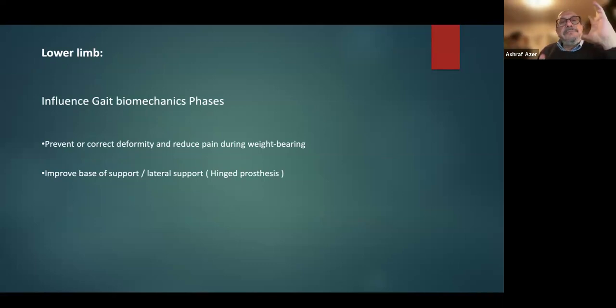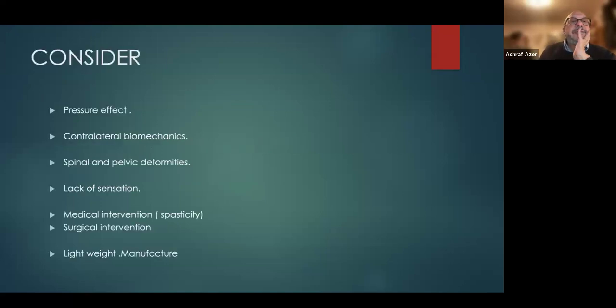Mainly in the lower limb; the upper limb is also very hard to get something for. Prevent or correct deformity or reduce the pain during weight bearing, or actually in swing phase as well, and improve the base of support and the lateral support in the hinge process. Consider what? If you have an insensate, ulcerative, painful skin problem, we do not put it in carbon fiber immediately, it's not going to be a great idea.